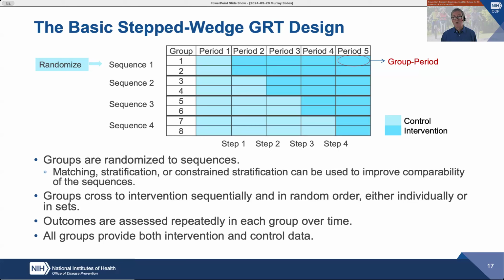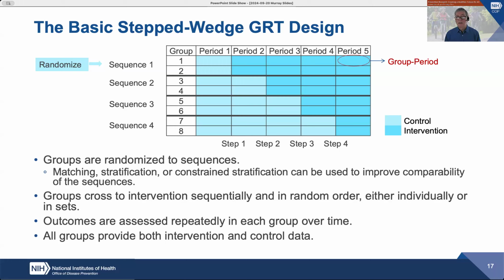The basic stepped wedge design is shown here. The randomization of groups is to sequences. So in this case, we've randomized 2 groups to each of 4 sequences. The groups are numbered in order, but that doesn't mean that we took the first 2 and put them in sequence 1 and the second 2 and put them in sequence 3. We randomly assign the groups to the sequences, and then for convenience, we just label them 1 through 8.